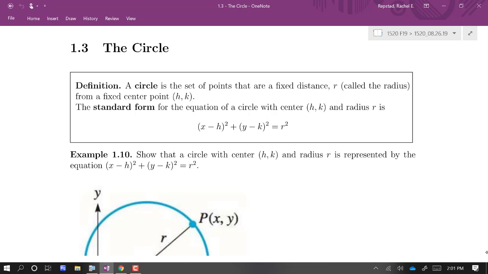So a circle is really just, by definition, a set of points that are some fixed distance, which we call the radius, from a fixed point, which we call the center. Right? We all know how to make a circle. If you use a compass, you fix a point and then you fix a distance and you go around.